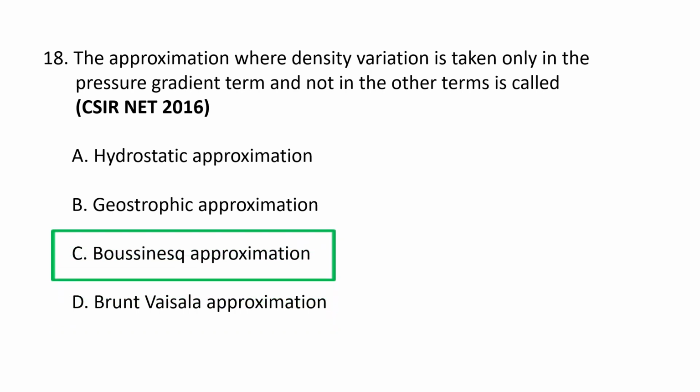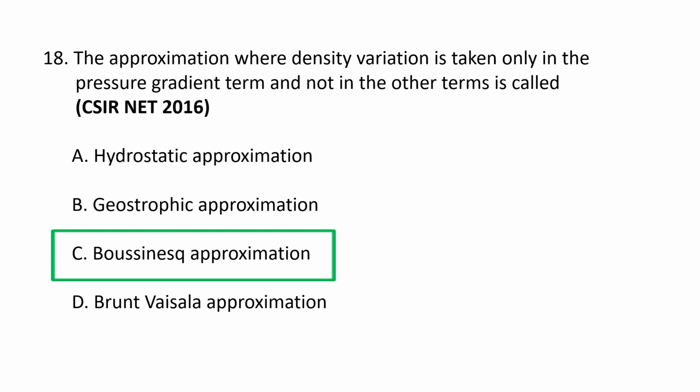Boussinesq approximation. The approximation where density variation is taken only in the buoyancy term, which involves the pressure gradient, specifically when multiplied by g, and it is neglected in all other terms of the governing equations, is called the Boussinesq approximation.